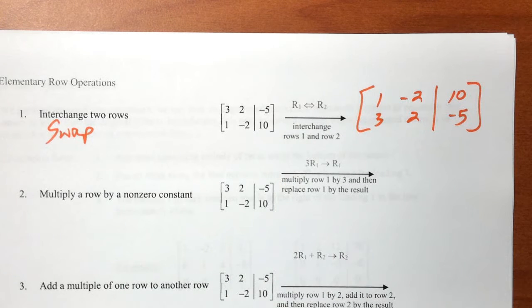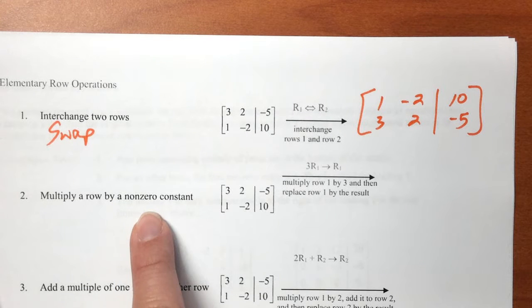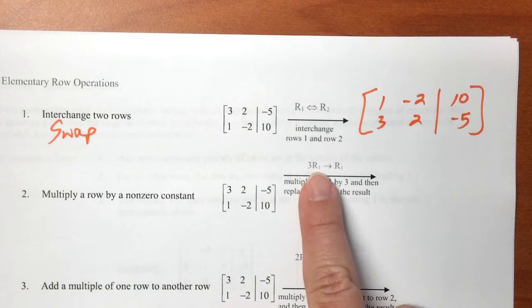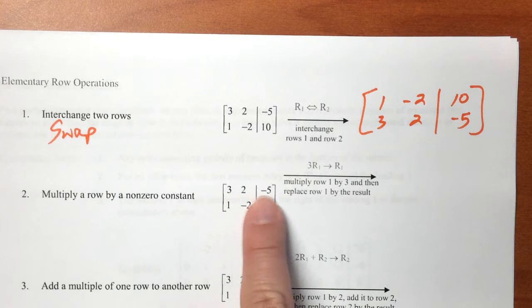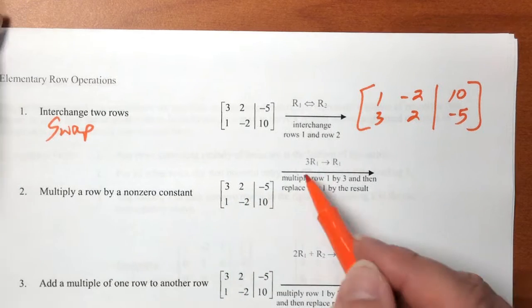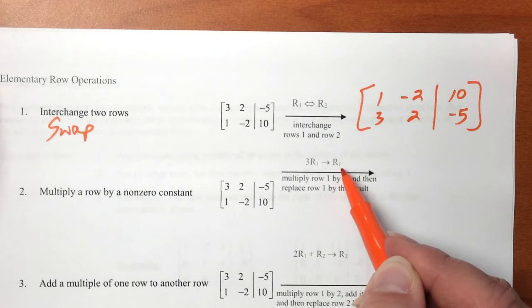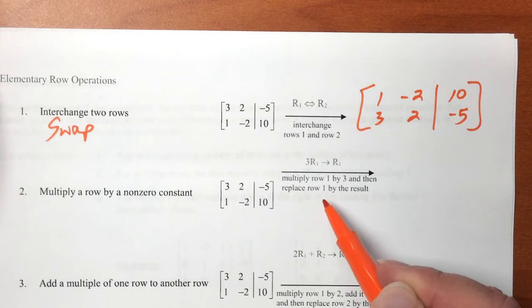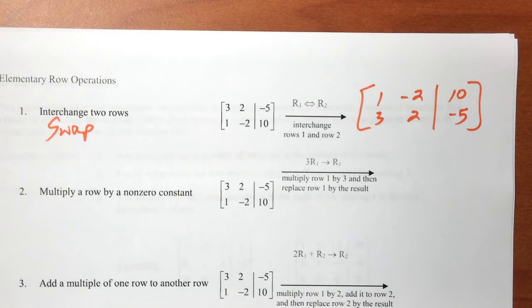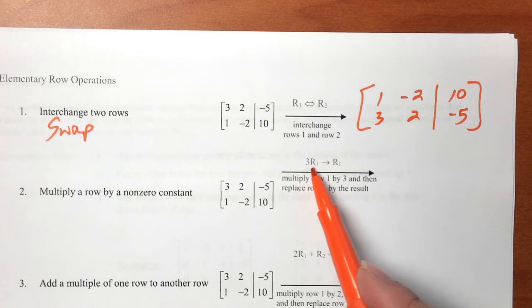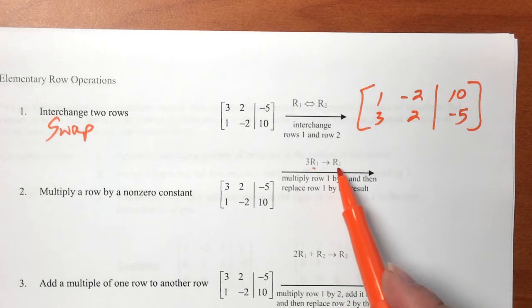Okay? Another operation that you could perform is to multiply a row by a non-zero constant. So let's say, for whatever reason, we wanted to multiply row 1 by 3. So we could say 3R1, stick it in row 1. And that little arrow, I always think of it as saying, oh, stick it in. Like, where do you want me to put it? So I'm going to do 3 times row 1, and stick the result in row 1.